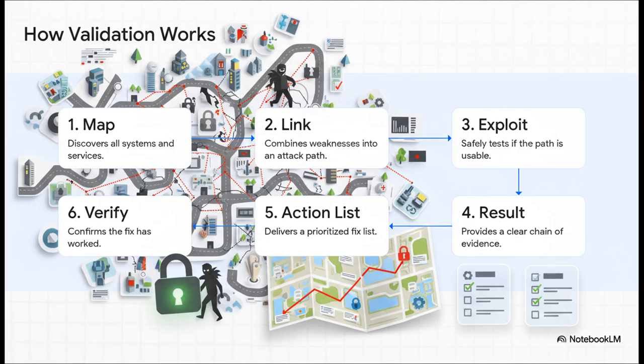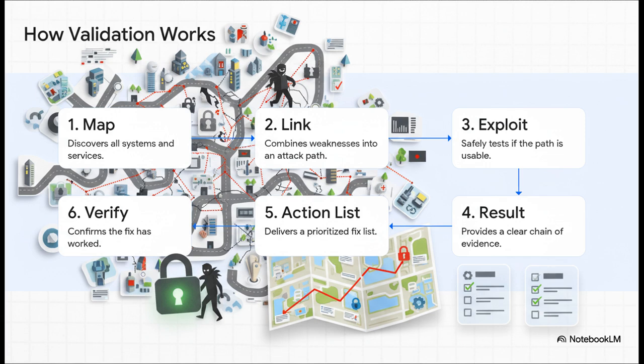It finds every single door and window in your environment, even the ones you forgot about. Then, and this is the really clever part, it starts thinking like an attacker. It links together a few small, maybe even insignificant-looking weaknesses into a genuine attack path. Step 3 is the magic. It safely tests that path to prove it's real, but without causing any damage.